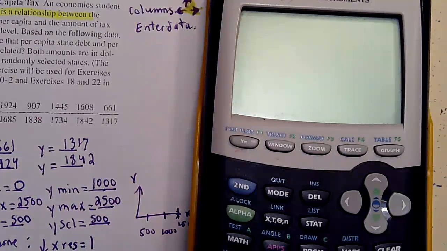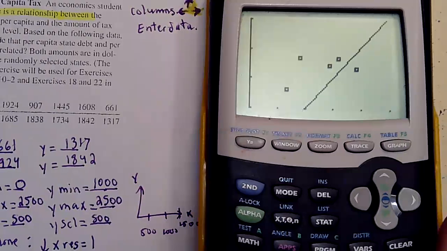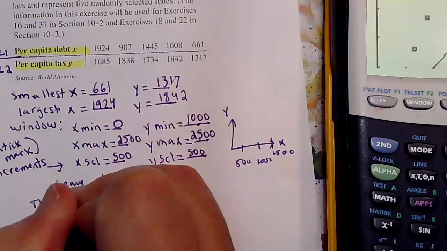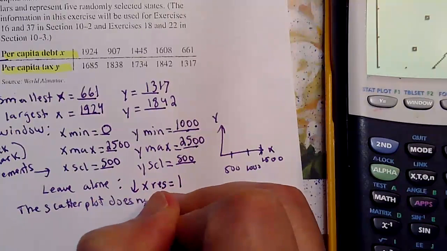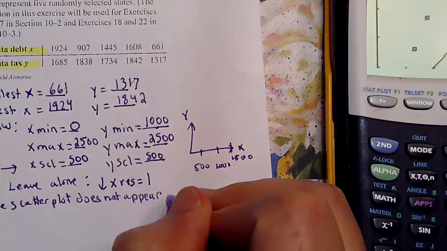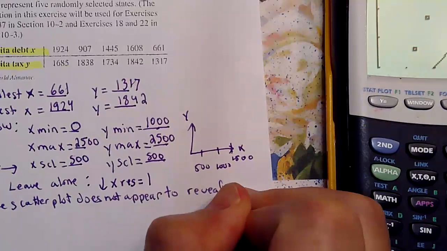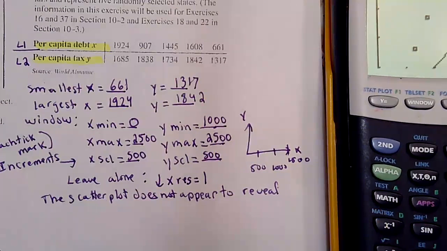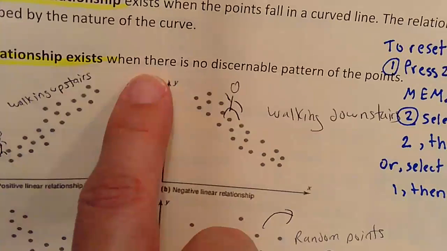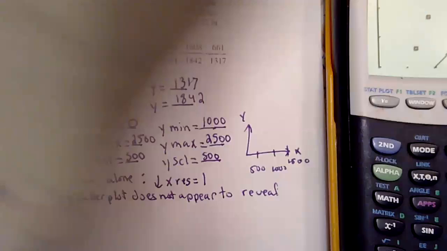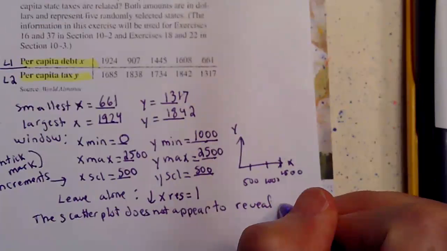All right. Oops, my graph turned off. So when we draw the scatter plot, it does not appear to reveal a relationship. And let me see if I have my 2.4 handy here. I do. So it's kind of like this idea, see no relationship. No relationship exists when there is no discernible pattern of the points. Okay. So the scatter plot does not appear to reveal a relationship.